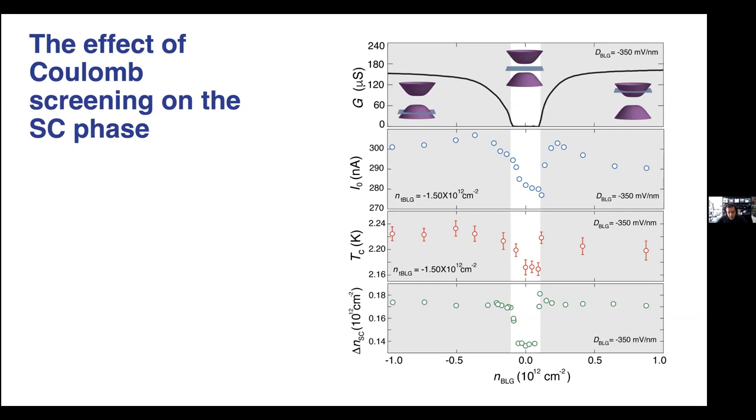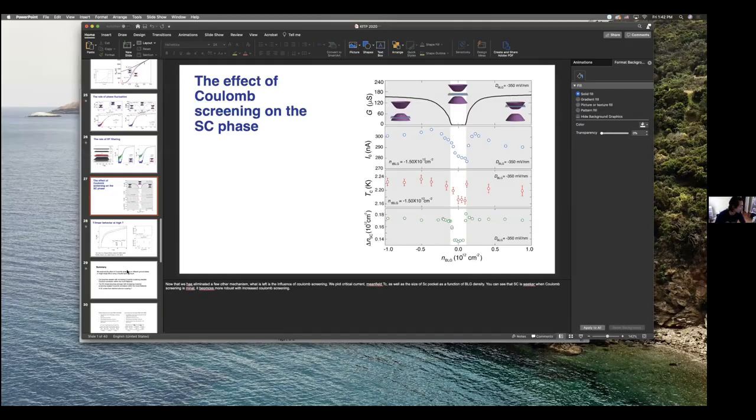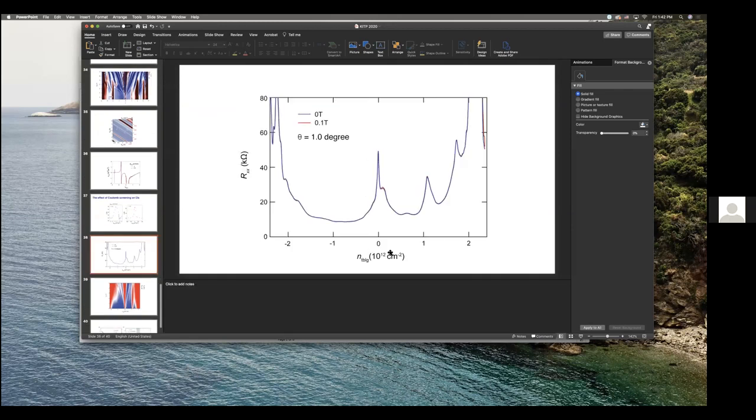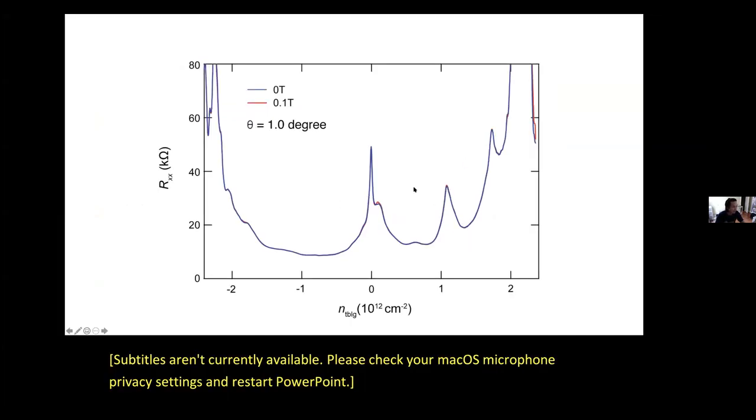Leo, have you tried this on devices that are not so strongly magic angle, that are more detuned, where things might be a bit more marginal and a little more sensitive? Yeah. I have that slide, but for some reason it's not showing up here. Let me try. Can you still see it? Yes, we see a slide. We recently have a device that's at 1 degree, and we see correlated insulator, but no sign of superconductivity whatsoever. And the effect of tuning Coulomb screening is the same on the correlated insulator. So at least we confirm that in another device.